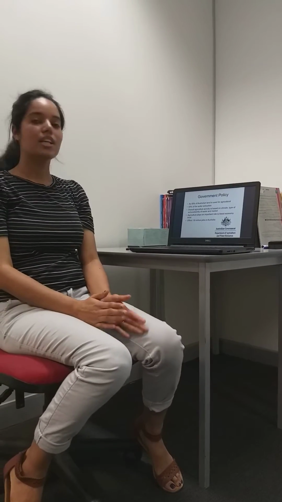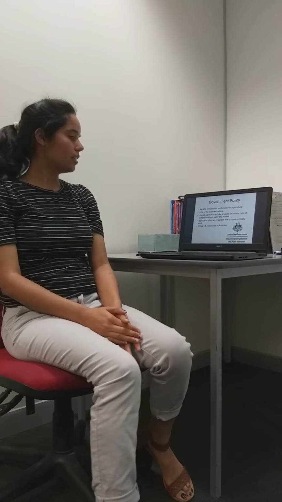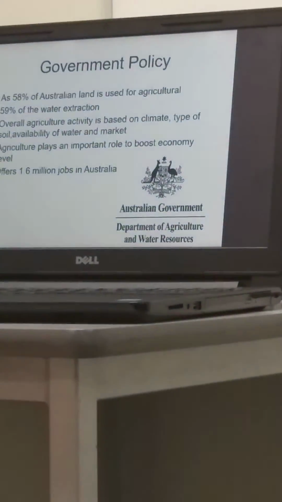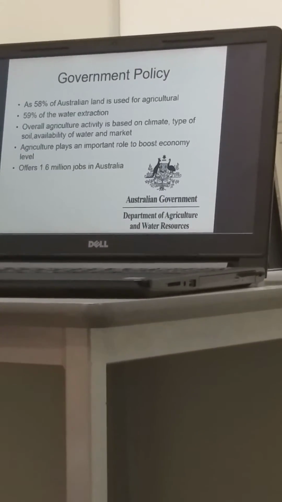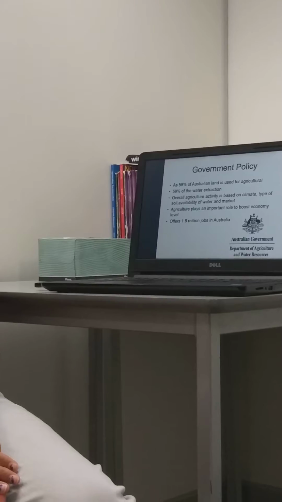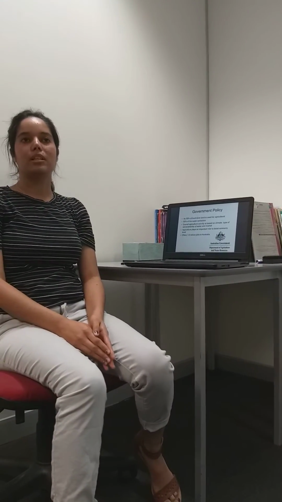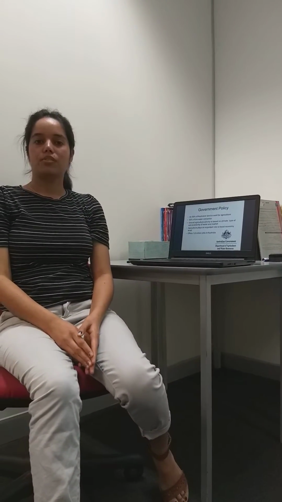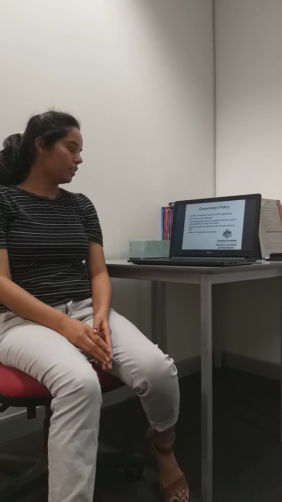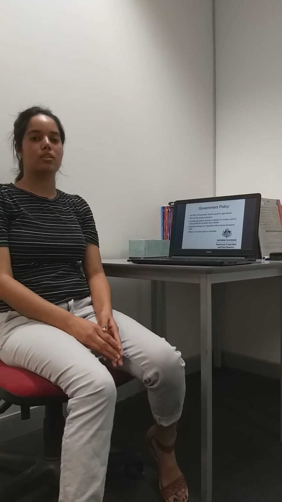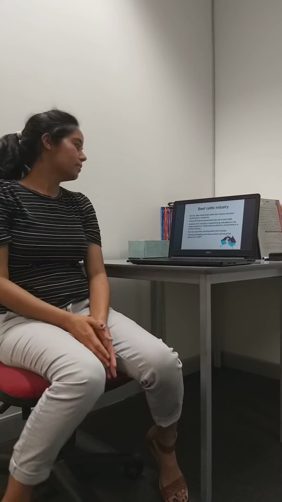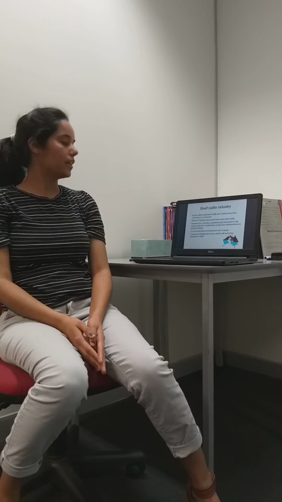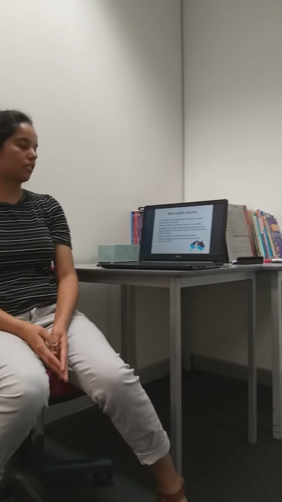So I'm going to discuss government policy. 58% of Australian land is used for agriculture, with 59% of the water extraction. Overall agriculture activity is based on the type of soil, water availability and climate, and also on the market. Agriculture plays an important role in increasing the economy level as it offers 1.6 million jobs in Australia. On the other hand, the beef cattle industry also plays an important role in the economy, where 57% of farms carry beef cattle.